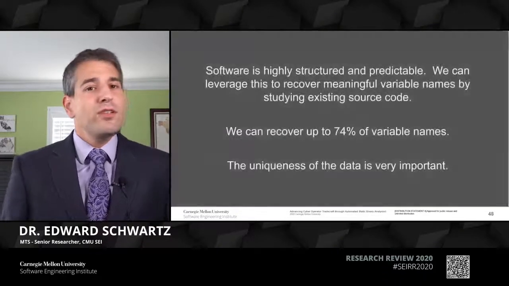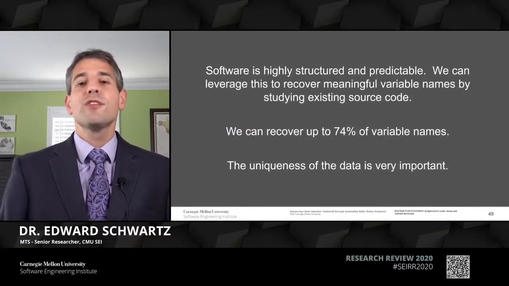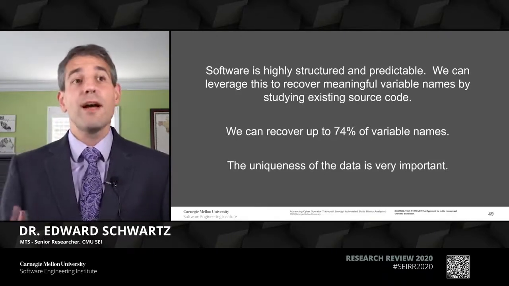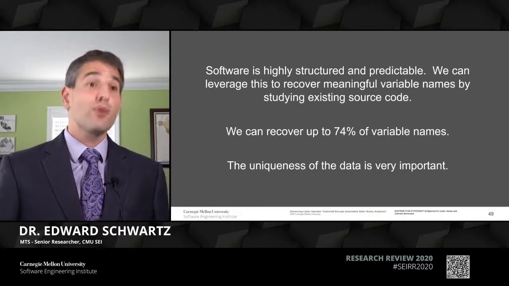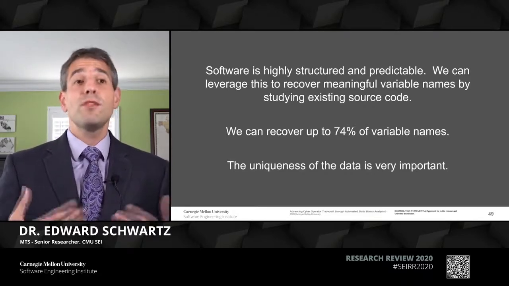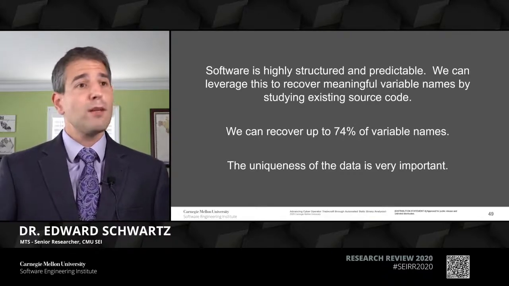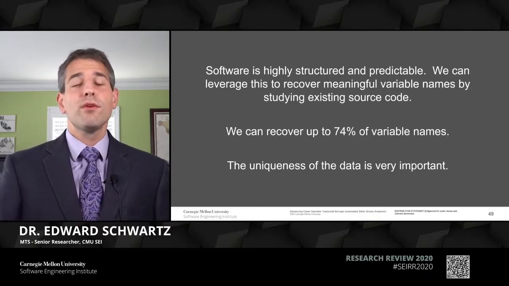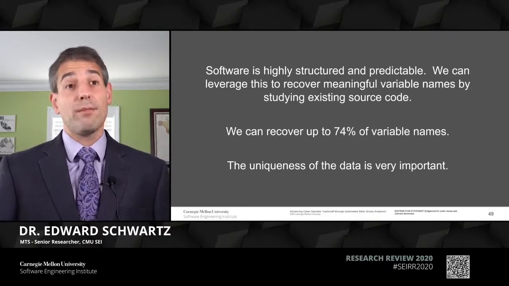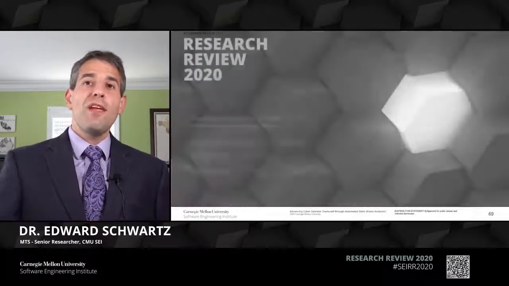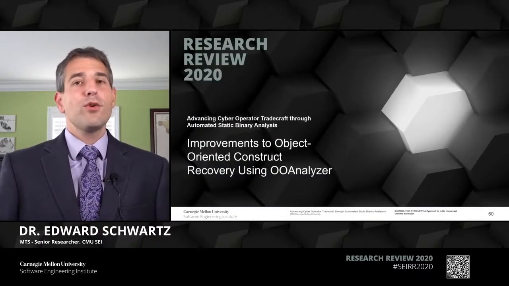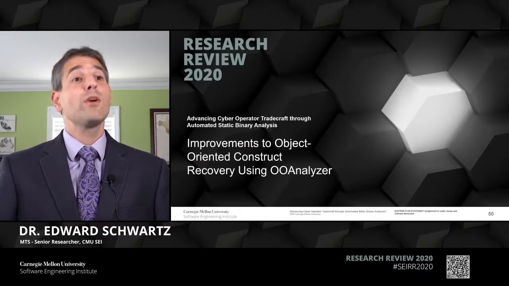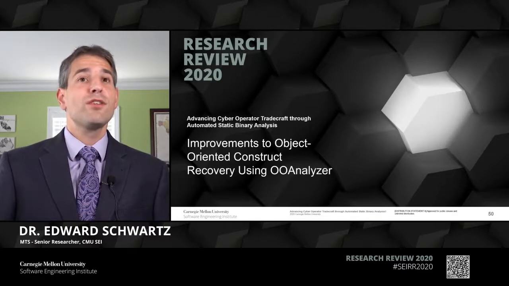So in conclusion, software is highly structured and predictable. And we can actually use that to recover meaningful variable names by studying and learning on a lot of existing source code. We were able to recover up to 74% of variable names in our GitHub corpus, and the uniqueness and the similarity of the data is actually very important for predicting how well our system will work in practice. So with that, I'm going to turn things back over to Cory, who's going to talk about a different project, which has to do with recovering object-oriented information from executables.